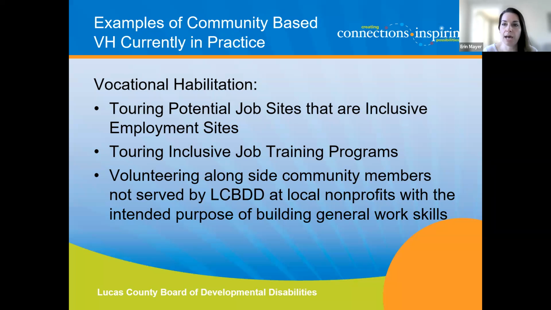Some other examples of how community integrated vocational habilitation could be done is going out to tour various job sites and employers to see what kinds of careers are out there, and various job training programs in the community. There are different things through Owens and Penta that are available to adults, all kinds of different training opportunities out there. So learning more about that, exposing them to that so that they can see what those next steps might be to address the barriers or concerns they may have about moving into employment. And those are all done again in a community-based setting. Next slide.